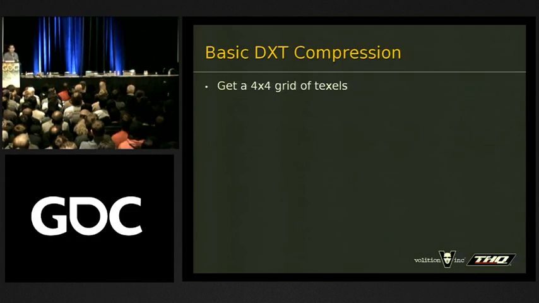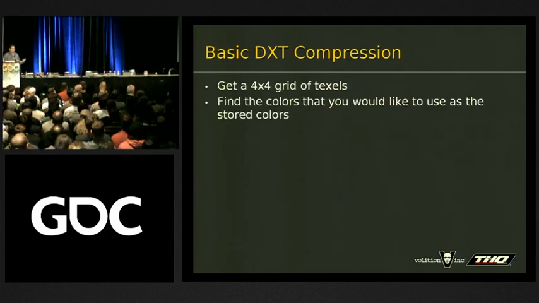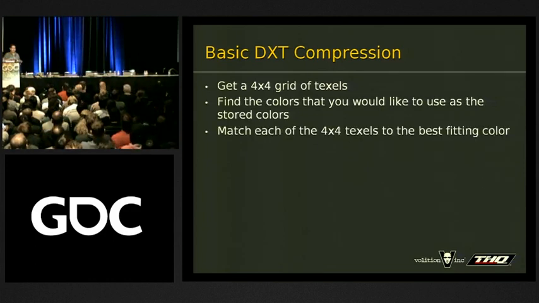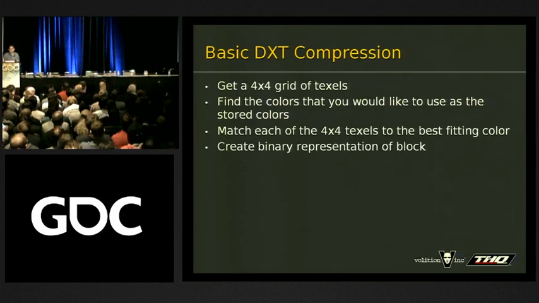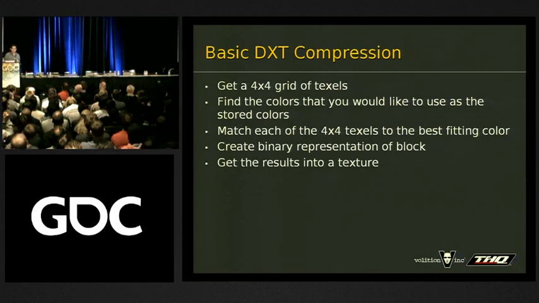Okay, so the basic way that you're going to compress a DXT texture. You're going to get your 4x4 grid of source texels. You are going to find your 2 endpoints that you want to use and store. You will match each of the 4x4 texels to the best fitting color. You then have to create the binary representations of these, your 565 colors, your bit shifted indices and stuff like that. Now that's pretty much standard. You do very similar things on CPU and GPU.